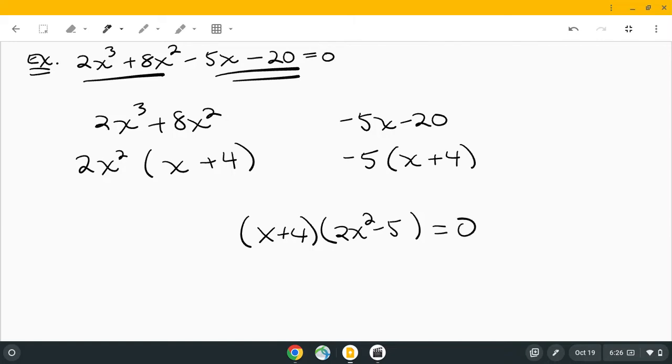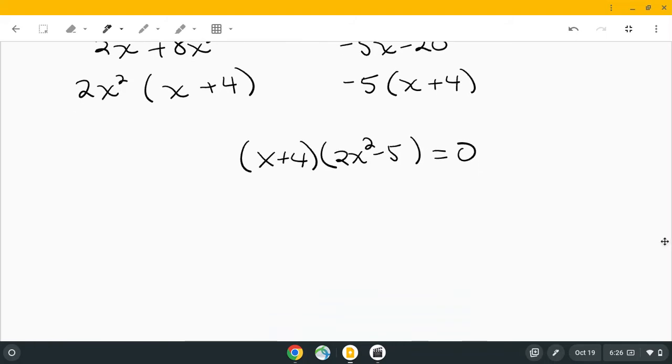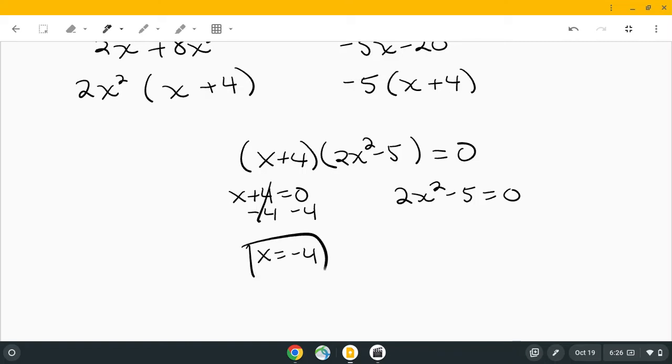And now that I have it factored, I can solve. So I can take this first factor, x plus 4, set it equal to 0. And then I can take the second factor, 2x squared minus 5 equals 0, and solve. Okay? So let's go ahead and solve this first one. So I have to subtract 4 on both sides to get the x by itself. And I get x equals -4.